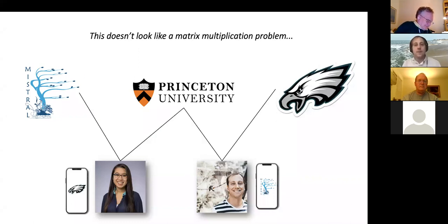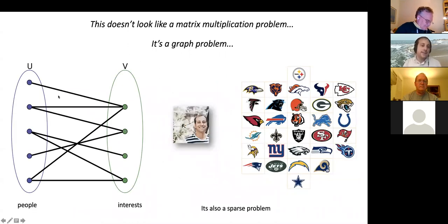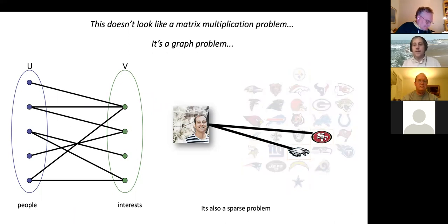Well, if you are like me, you'll notice that this doesn't look like a matrix multiplication problem. In fact, it looks like a graph problem. And there are several graph applications that do try to encode this, bipartite network projection, collaborative filtering. But what happens is that this is a graph application, and more so it's also a sparse problem. So what do I mean by sparse? I mean that if you look at the NFL teams that I could potentially like, I probably only like a couple of them that are worthwhile for the advertising algorithm for me to know about. The rest you can basically zero out. So it creates a sparse data problem.